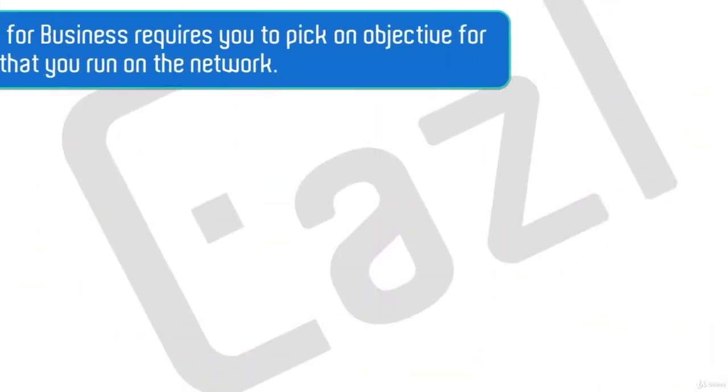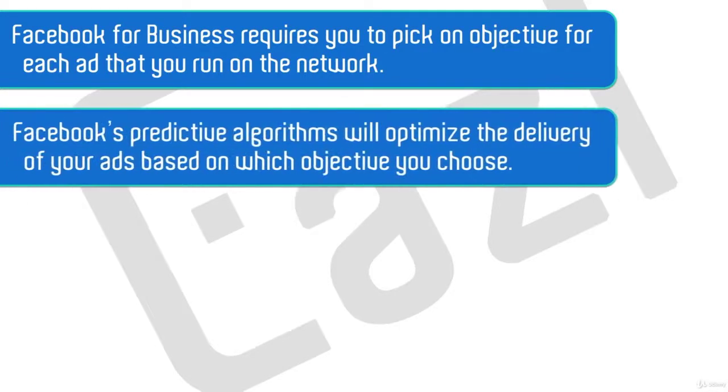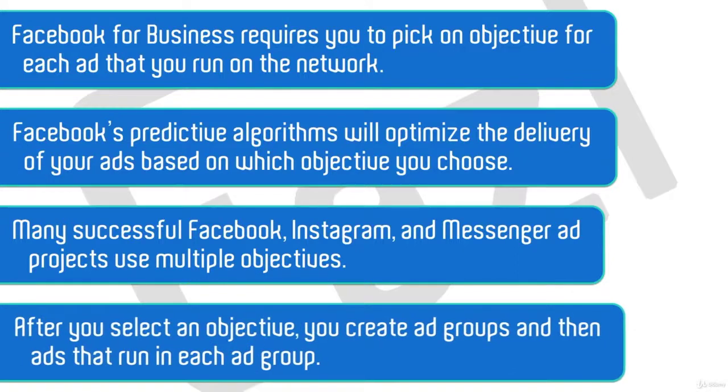So in summary, Facebook for Business requires you to pick an objective for each ad that you run on the network. Facebook's predictive algorithms will optimize the delivery of your ads based on which objective you choose. Many successful Facebook, Instagram, and Messenger ad projects involve multiple objectives. After you select an objective, you create ad groups, and then each ad group has ads that run in it.